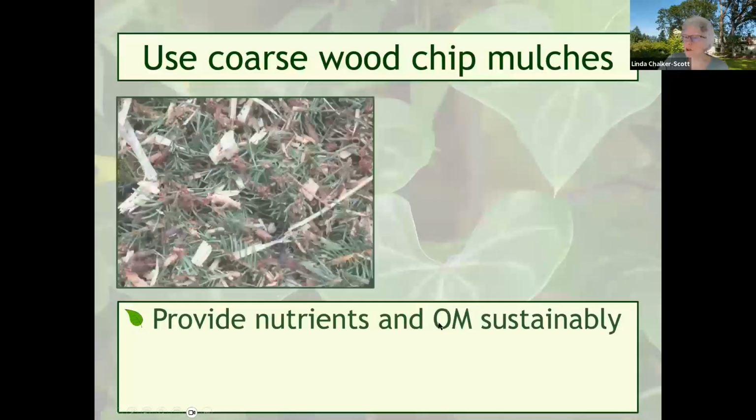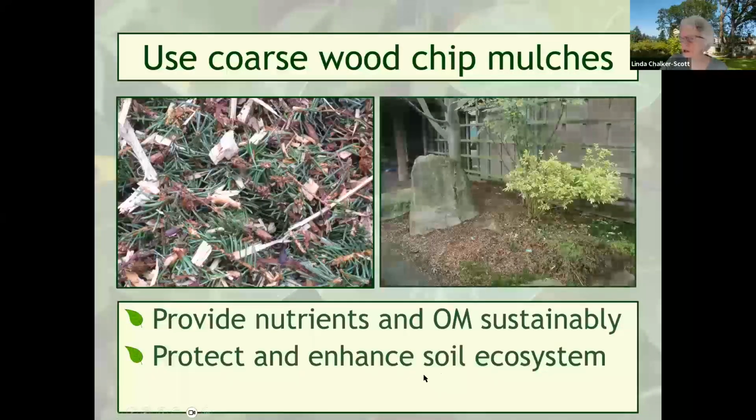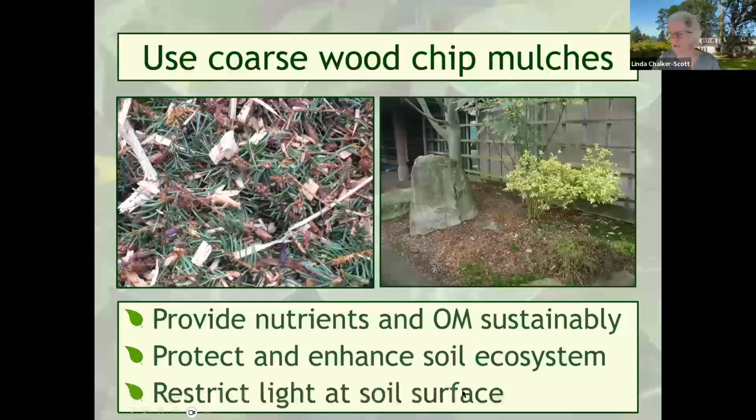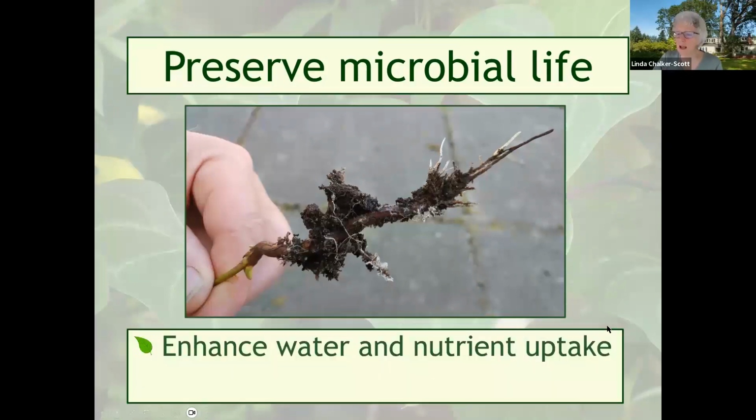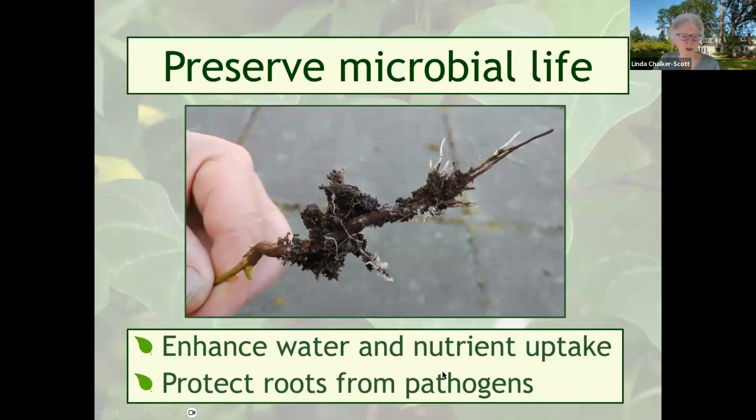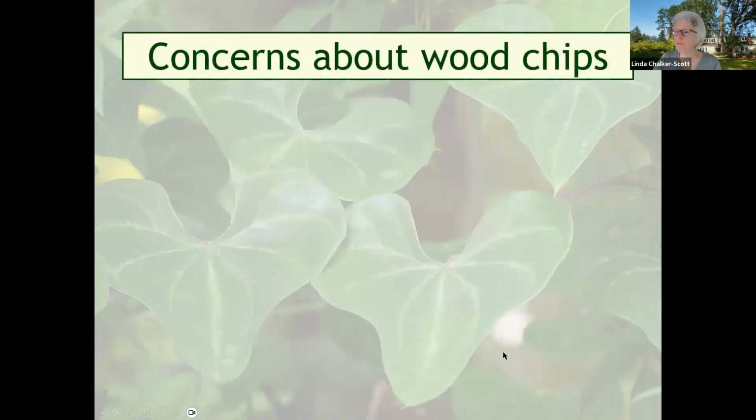And my favorite are the coarse wood chip mulches because they provide nutrients and organic matter in a slow, sustainable way. It's not a rich organic matter. It's slow to decompose. It will enhance the soil ecosystem and it keeps light out. It also is important for mycorrhizal growth. So there's a lot of beneficial bacteria and fungi that really do well in wood chip mulches. It enhances water and nutrient uptake and protects the roots from pathogens.